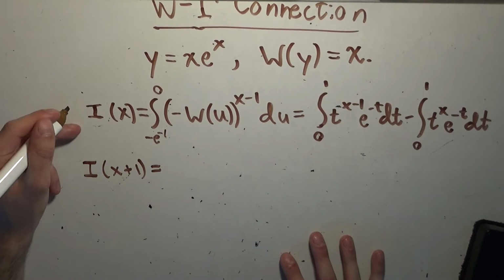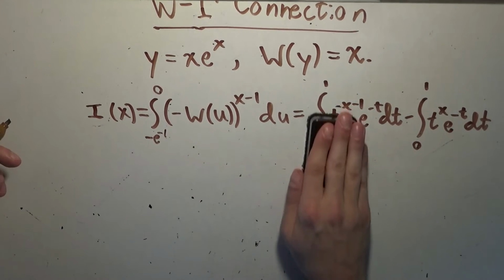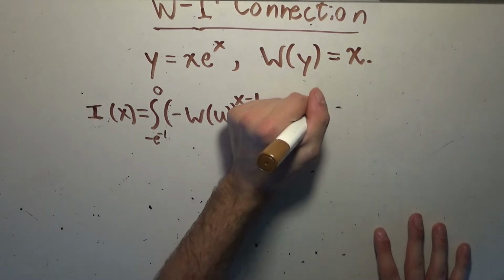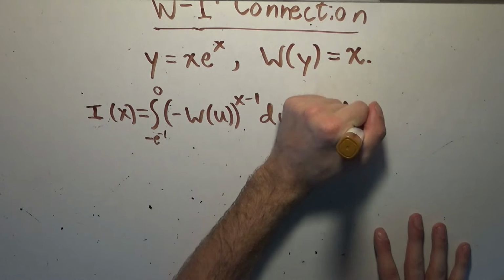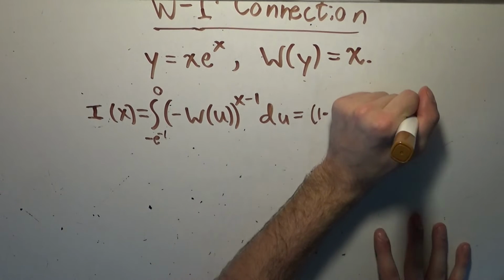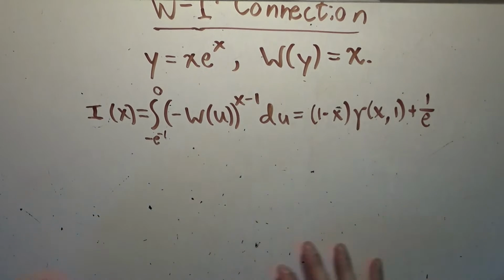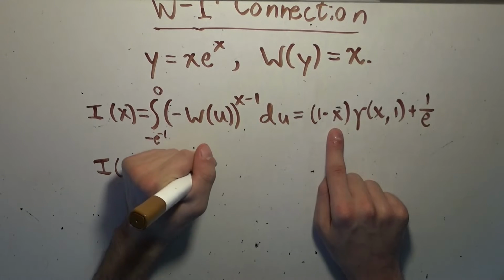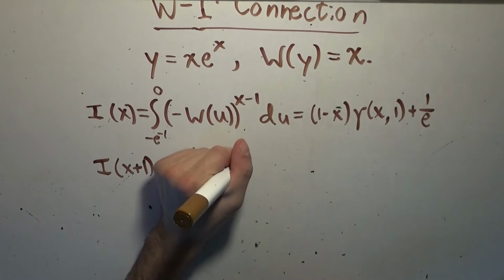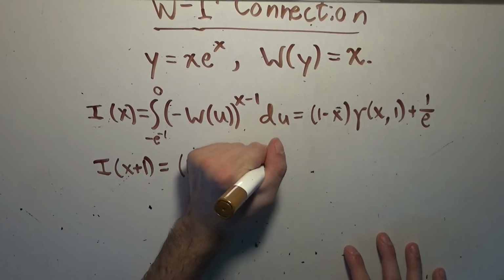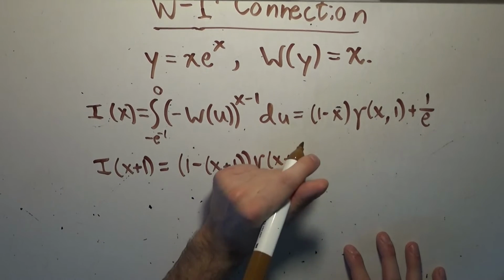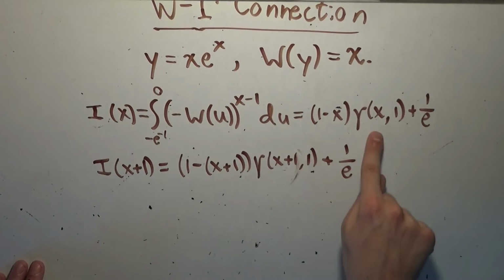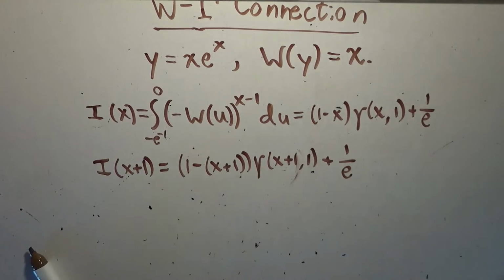So we know that I of x is, what did we say this was equal to? Given that we know the definition of the lower incomplete gamma function, we learned that this was equal to 1 minus x times gamma of x comma 1 plus 1 over e. So I of x plus 1 is equal to the quantity 1 minus the quantity x plus 1 times gamma of x plus 1 comma 1 plus 1 over e. All we did was plug in x plus 1 wherever we saw an x, because that's how functions work.